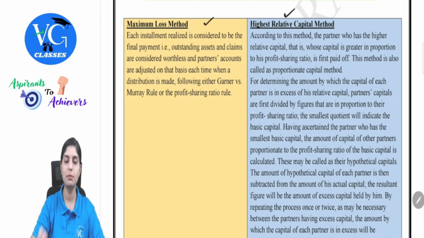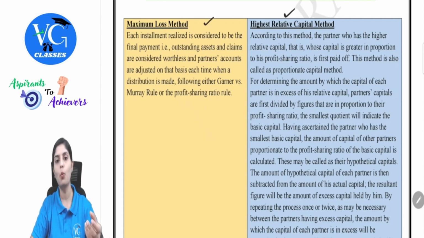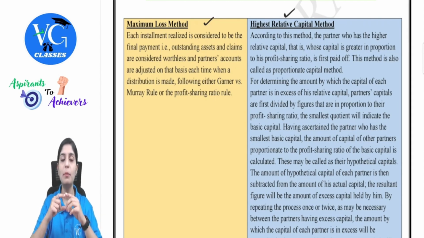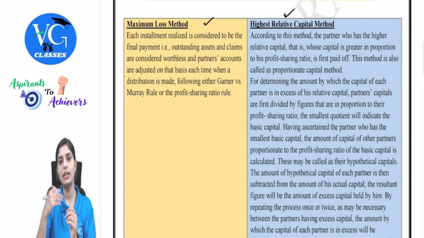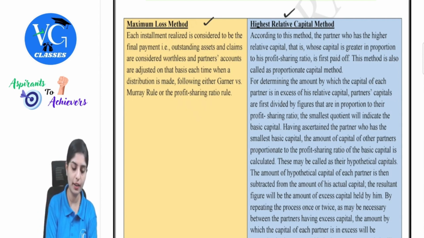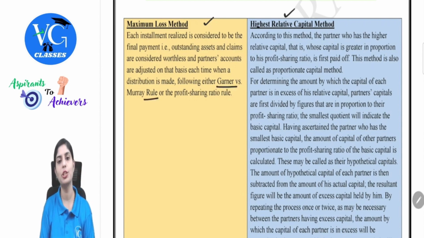Maximum loss method. What does this maximum loss method tell? For each installment, whatever you realize, after that installment is taken, the remaining amount which is outstanding will be treated as maximum loss. And then there is a loss. Definitely there will be a deficiency for any of the partners. Deficiency means negative balance. Now that will accordingly be treated again with the use of the Garner versus Murray rule or in their profit sharing ratio. So this is the maximum loss method. I've just told you what it means. You will definitely not connect on how to apply this until we solve this in the question. You will understand properly about the maximum loss method while we solve the question.